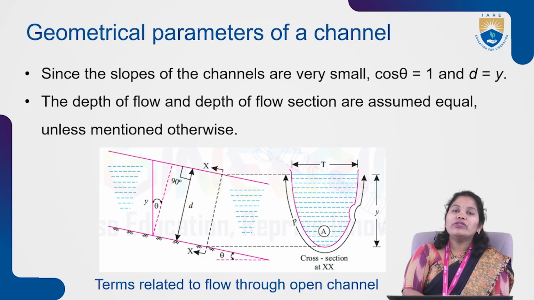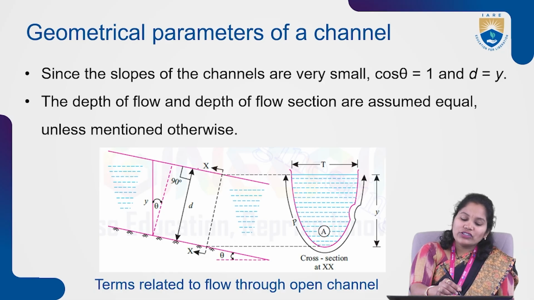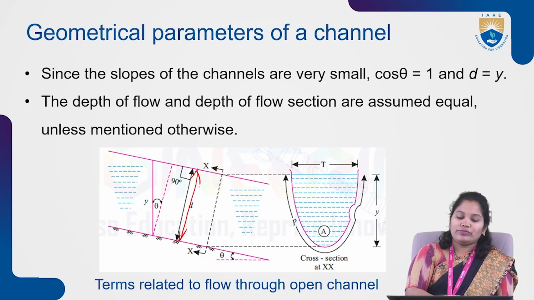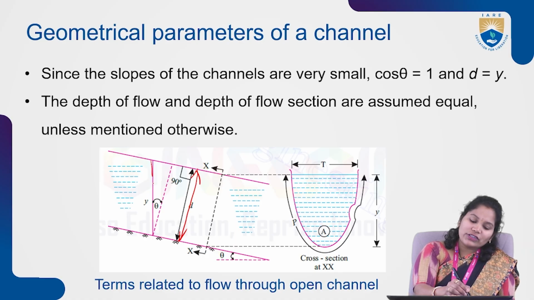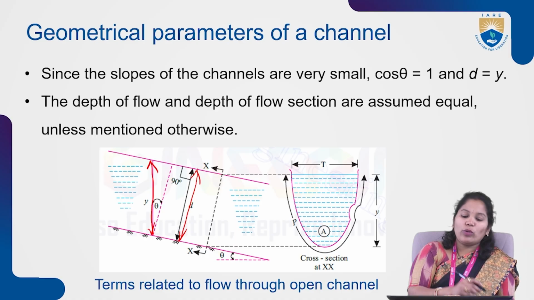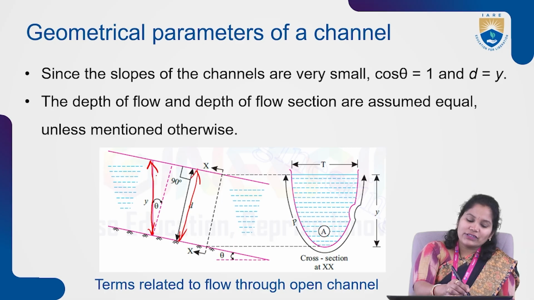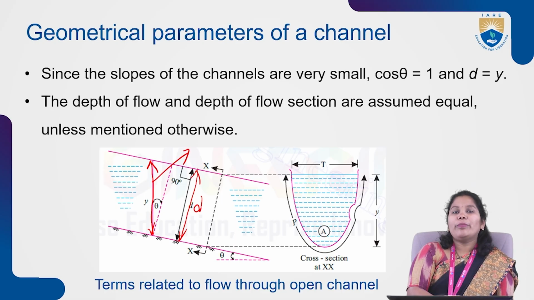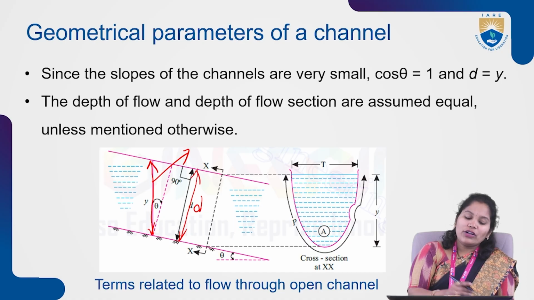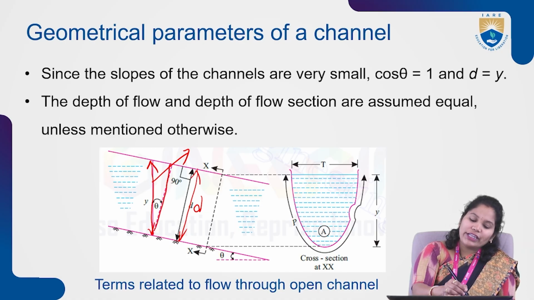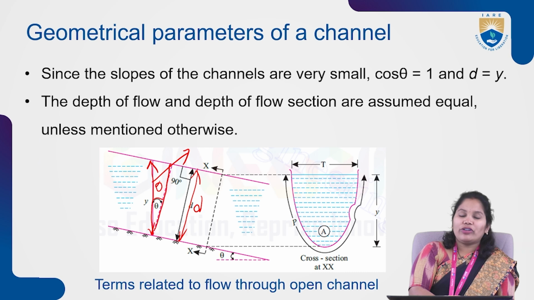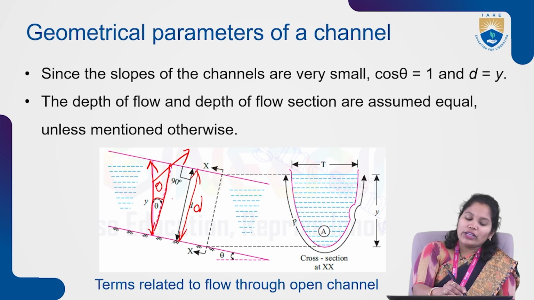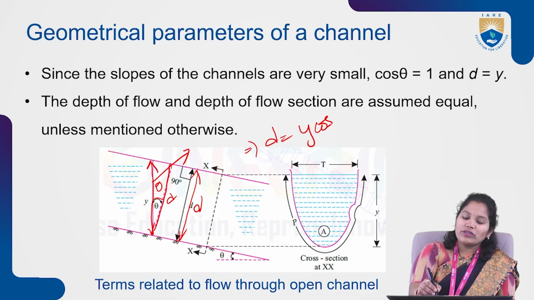So here, if you see, this is the depth of flow in the vertical direction, Y, and this is the depth normal to the channel bed, D. The angle between D and Y is nothing but theta. So I want D, so D is equal to Y cos theta.